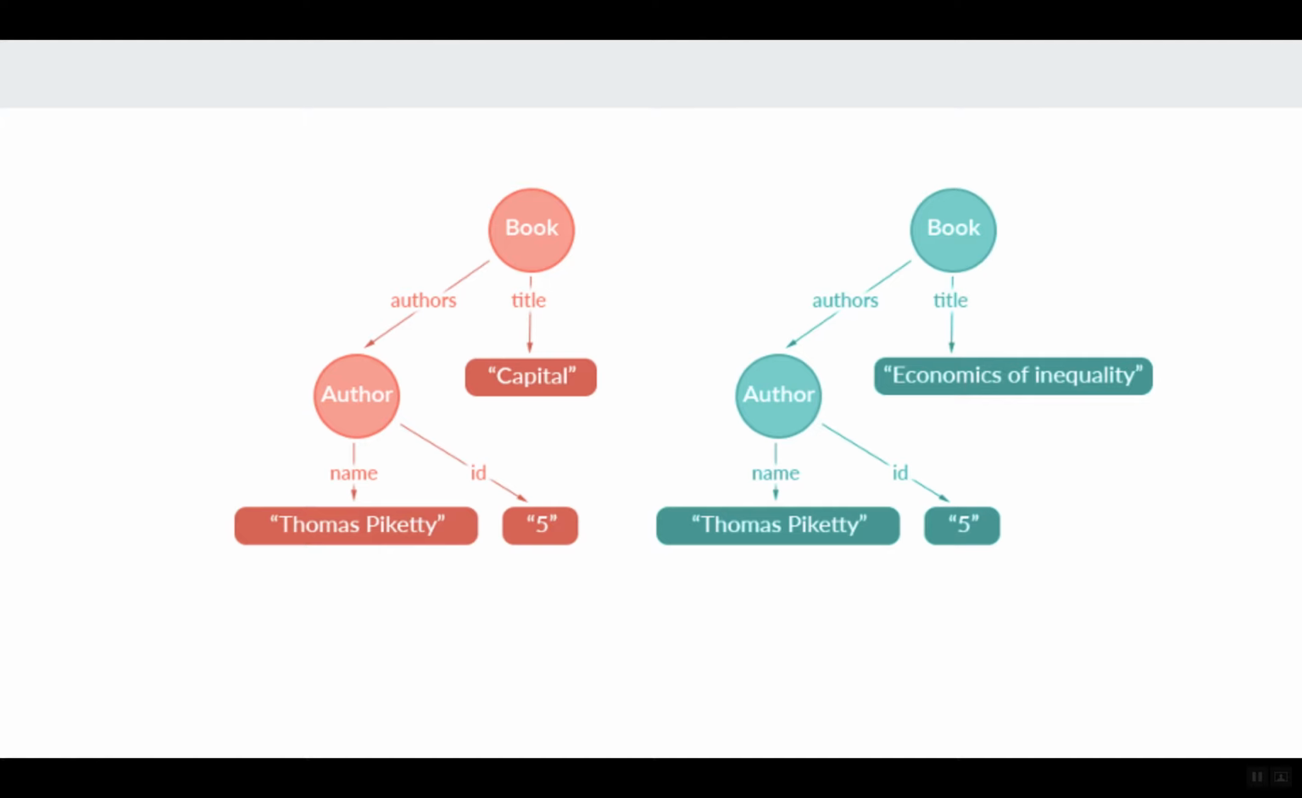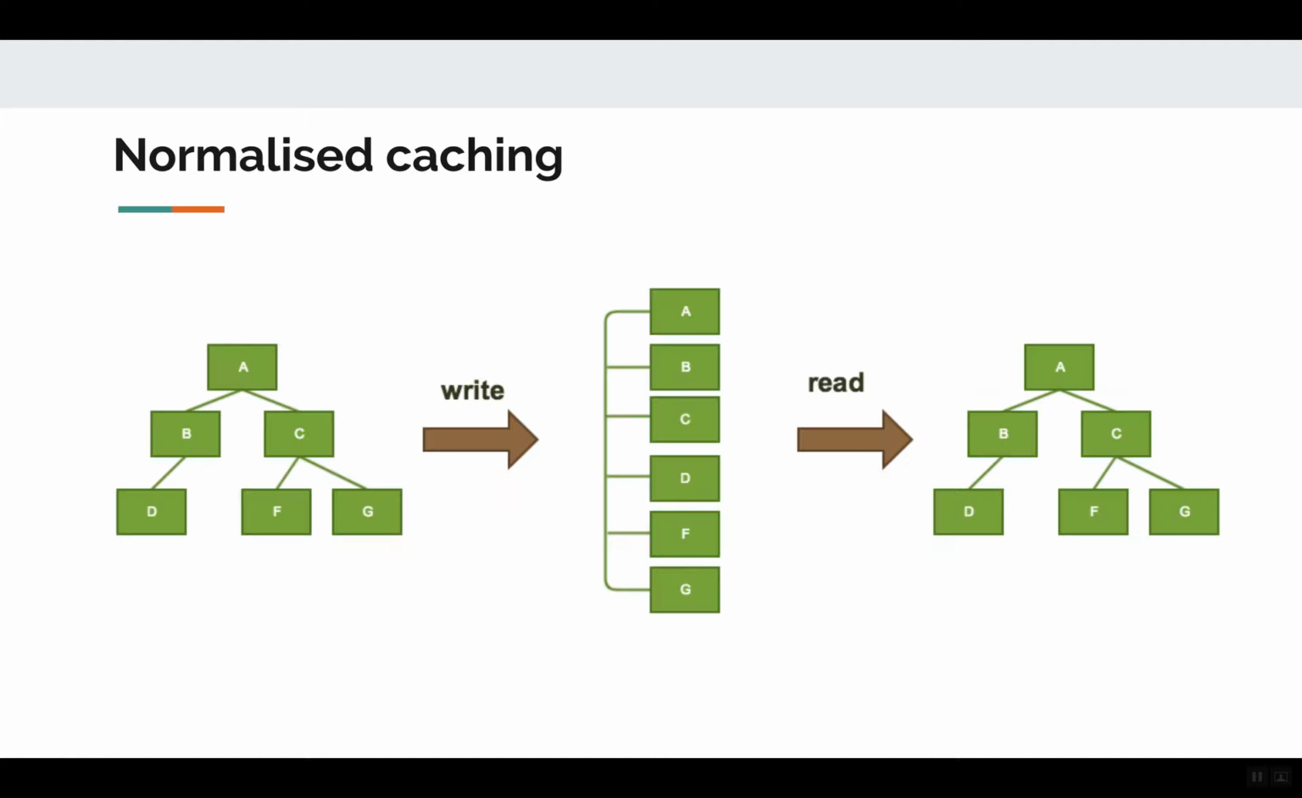What if the author information is changed? It will be reflected in just one, and the other one will have the old data. So is there any better way? Yes, we have normalized caching. Apollo Client does this normalized caching in a very good way. What it does is normalize the data coming from your server and store it in itself.